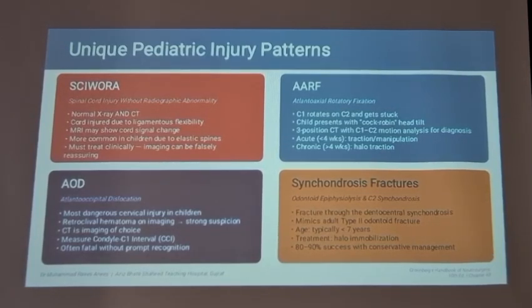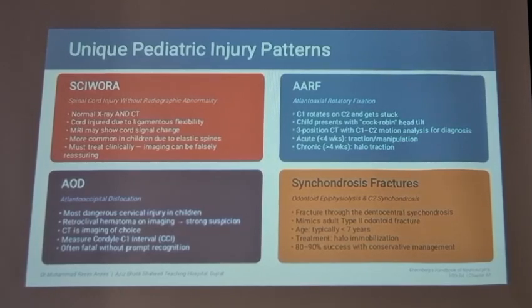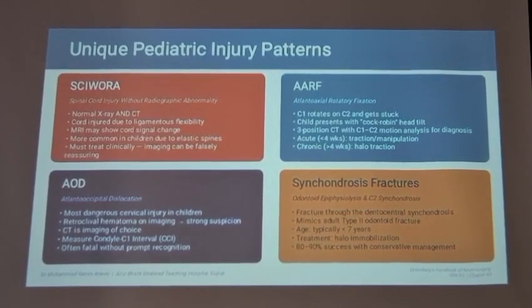The second injury is atlanto-occipital dislocation, the most dangerous cervical injury in children. Retroclival hematoma on imaging is a strong suspicion for atlanto-occipital dislocation. CT is the imaging of choice in these injuries. Abnormal condyle-C1 interval is often fatal without prompt recognition.